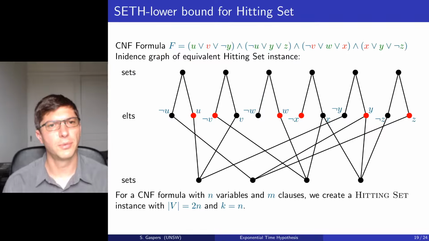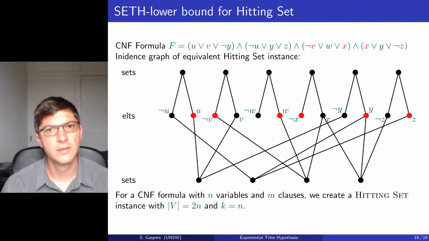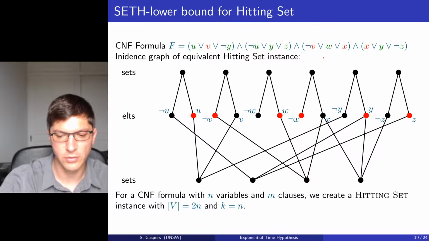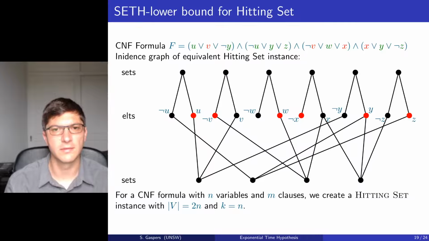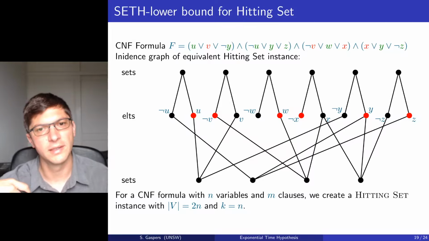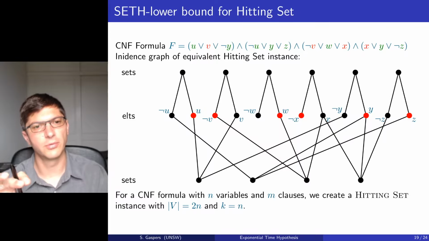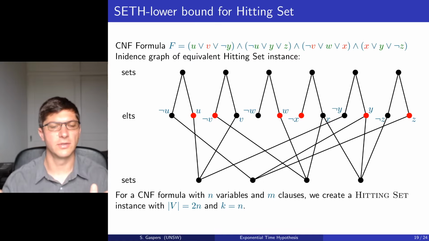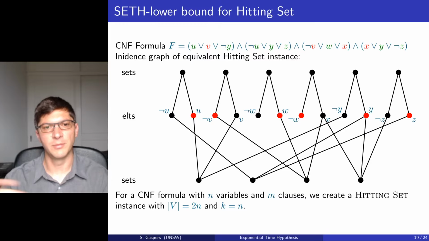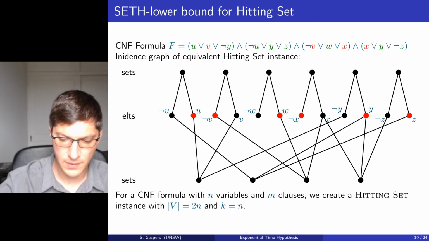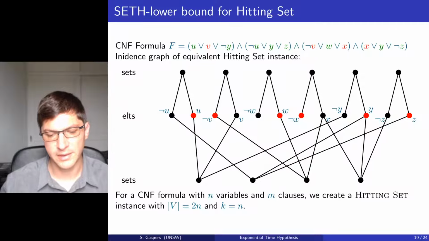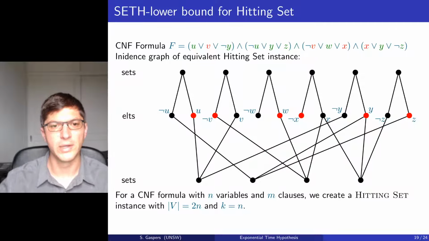Okay, we will give a reduction from satisfiability to hitting set. So although this is a 3-CNF formula, our reduction needs to work for arbitrary satisfiability instances. And so I'll describe the incidence graph of the equivalent hitting set instance. So in the incidence graph, we of course have elements on one side and sets on the other side. And an element is adjacent to a set if the element occurs in the set.